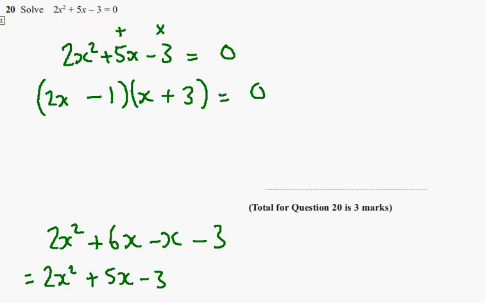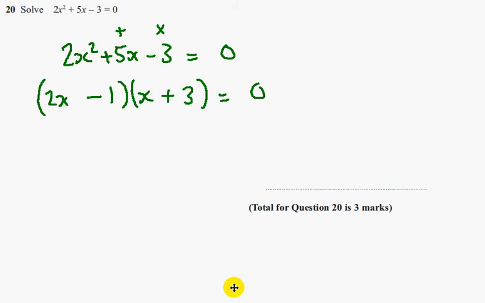Okay, now I'm just going to get rid of that bit here. That was just to check that I factorized it correctly. So therefore, 2x minus 1 in one bracket multiplied by x plus 3 is equal to 0. And we have to solve it, which means find the values of x. Now, you know this is a quadratic, so it's going to look something like this, and it's going to have two solutions.